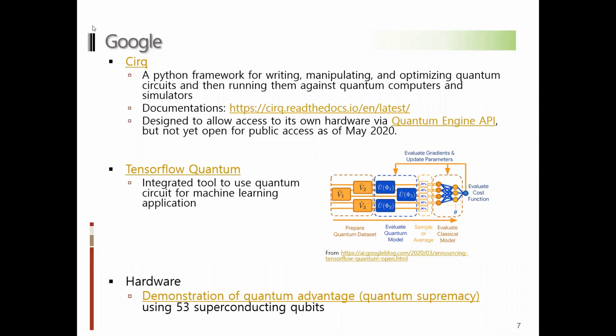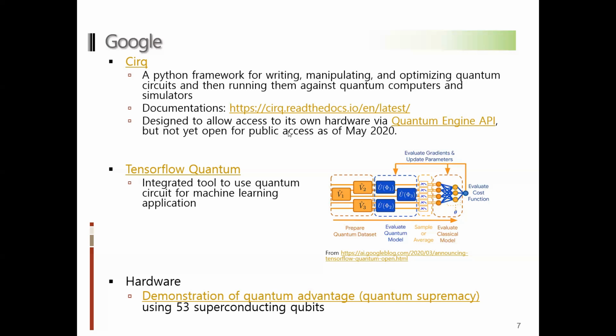Another company I should not forget to mention is Google. Google has also been investing in quantum computing for a long time, and they provide their own programming framework based on Python, called Cirq. If you are interested, you can check more information about Cirq. Compared to all the other companies which I mentioned in the previous pages, they still do not provide access to their own machine to the public. They allow access to their hardware only for a limited number of people, but it is not open for public access.